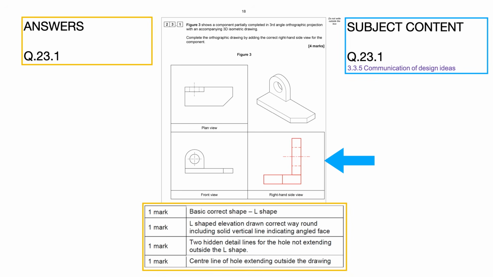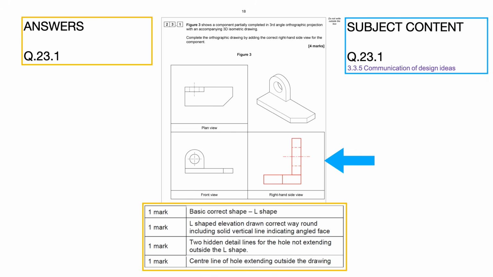Question 23.1 for 4 marks. Figure 3 shows a component partially completed in third angle orthographic projection with an accompanying 3D isometric drawing. Complete the orthographic drawing by adding the correct right-hand side view for the component. So if you look at figure 3, you can see the plan view, the front view, and the isometric projection, and you are expected to show the right-hand side view. Now it is shown in red.